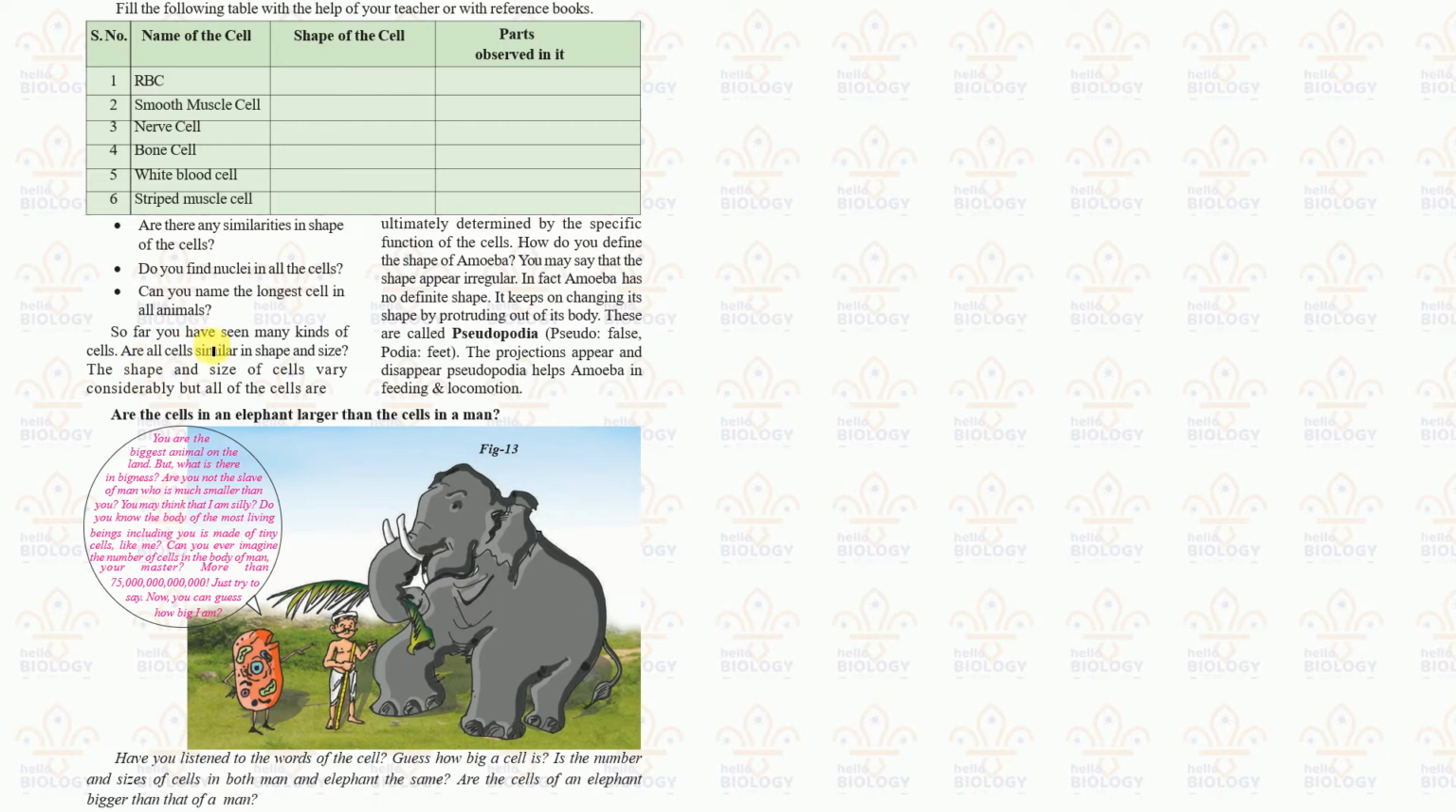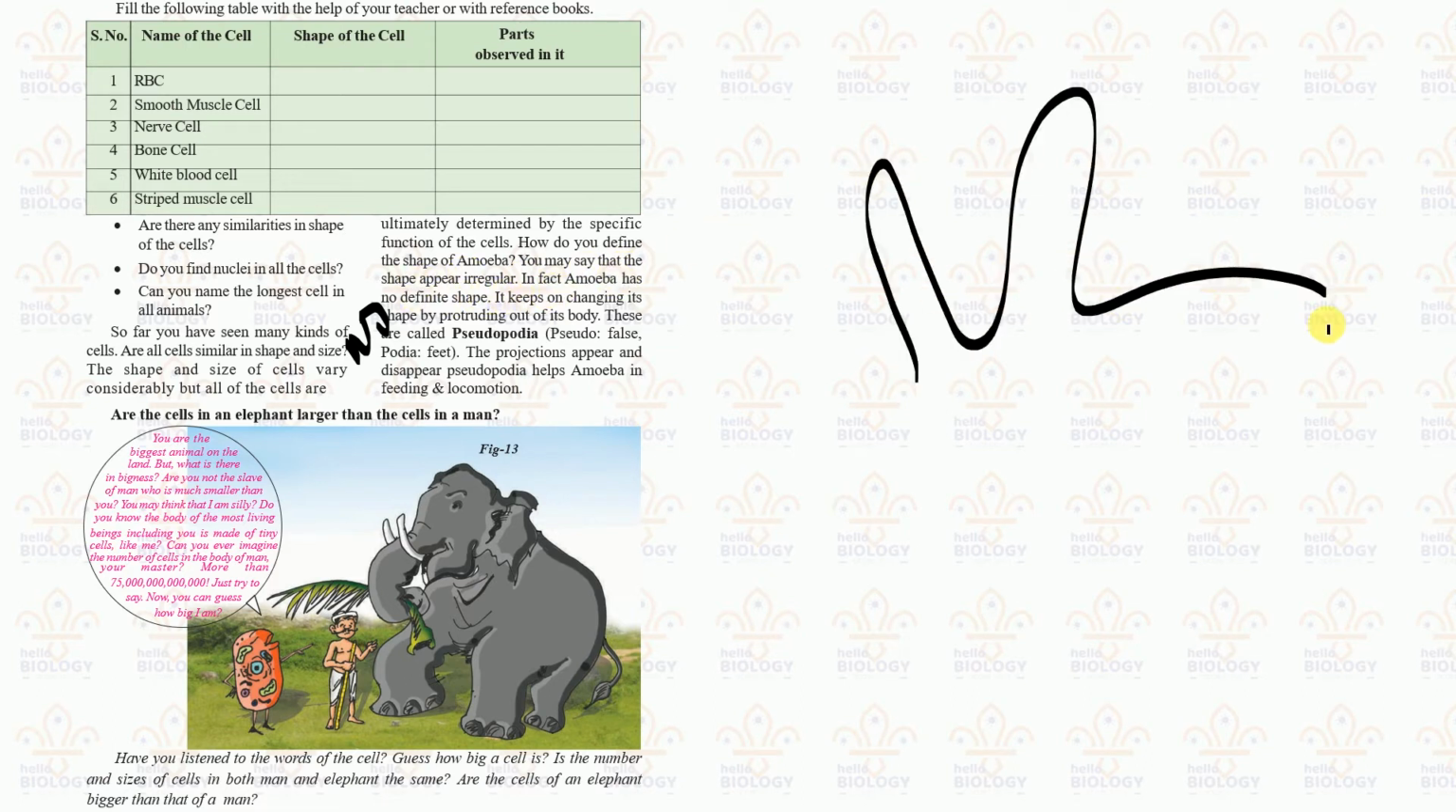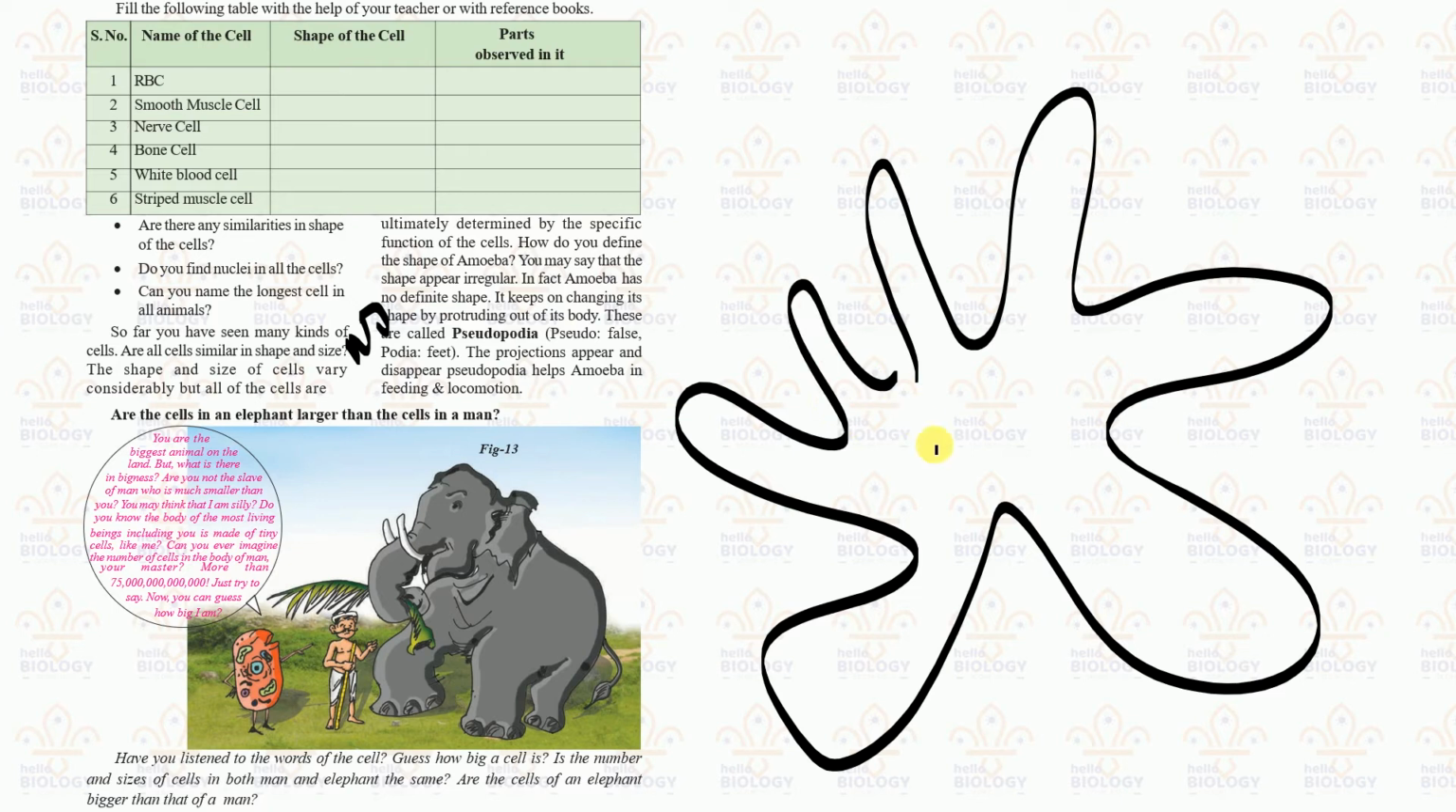And one more thing here to be named. So far you have seen many kinds of cells. Are all cells similar in shape and size? No. The shape and size of the cells vary considerably, but the shape of the cells is ultimately determined by the specific function of the cells. How do you define the shape of amoeba? You may say that the shape appears irregular. That means amoeba appears irregular in shape. Understood? Why?